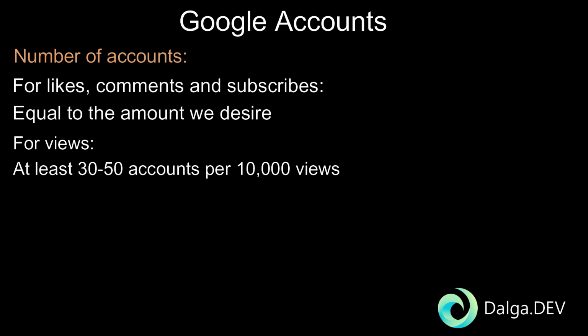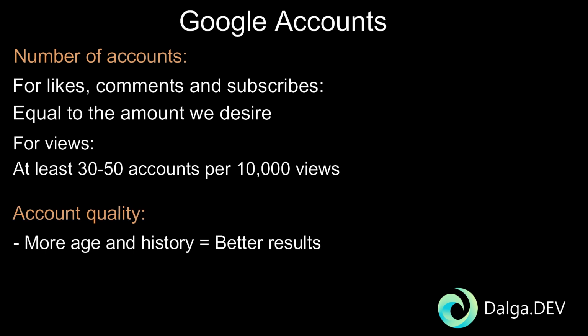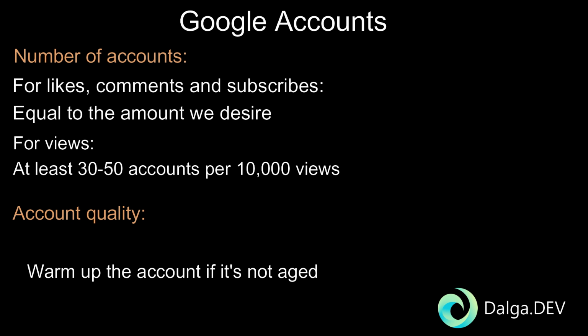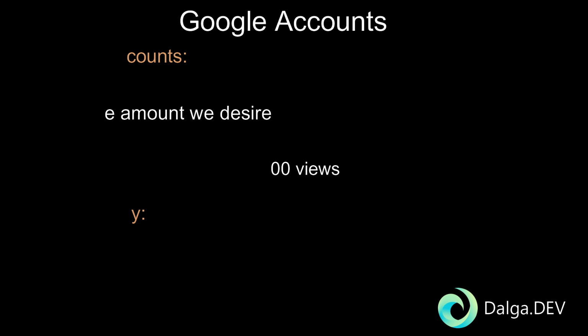And about account quality, the more aged and the more natural your account is, the better. For example, a 2-year-old account with an avatar photo and some watching history is way better than a freshly created account with no history. So if your accounts are not aged, we have something called warming up the accounts so that you can increase your Google account quality. You can let the bot watch some random videos with the account using different IPs, so you can build some watching history for the account.